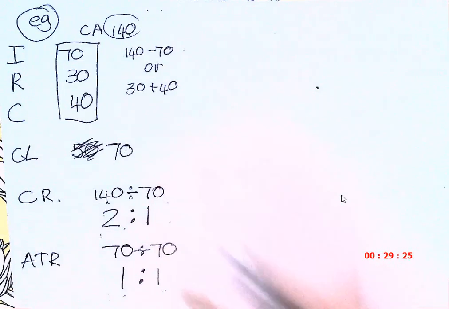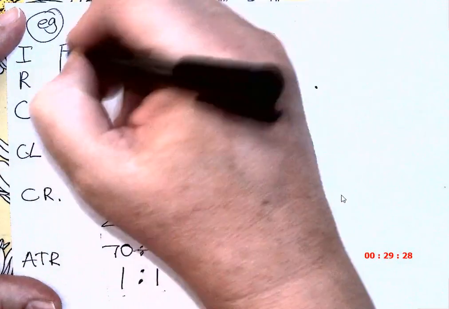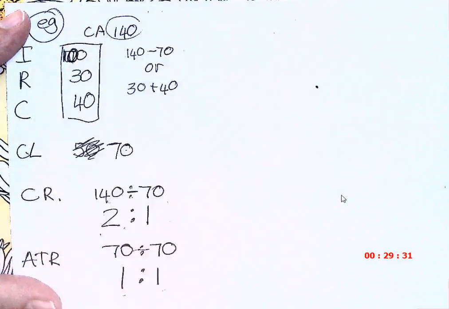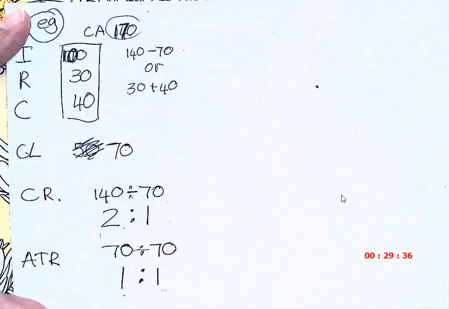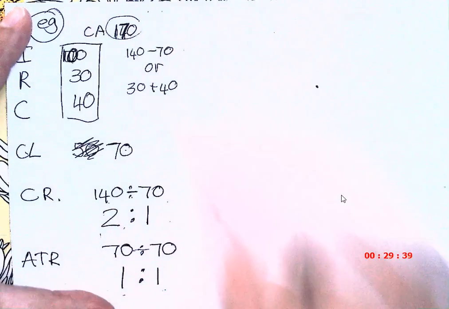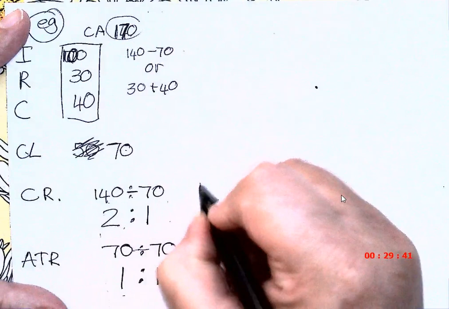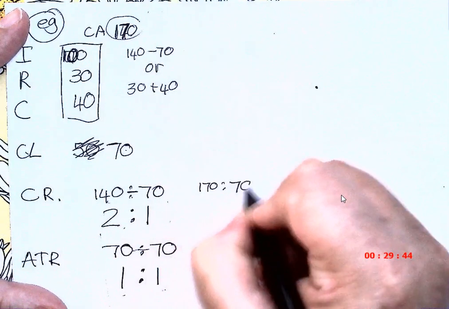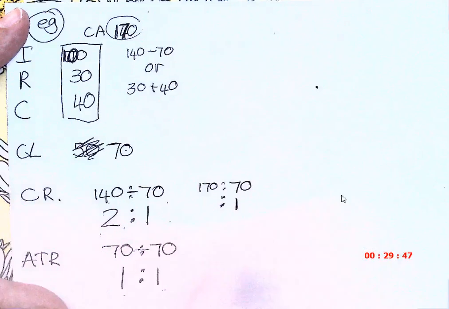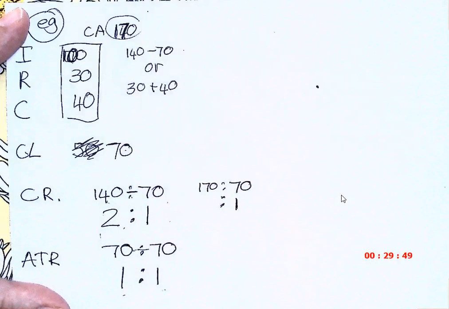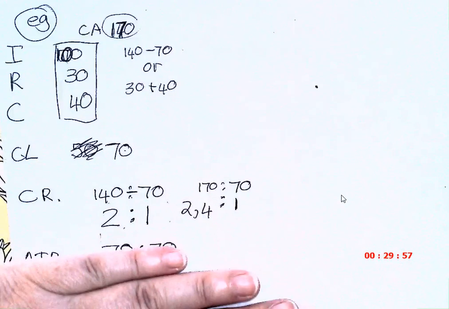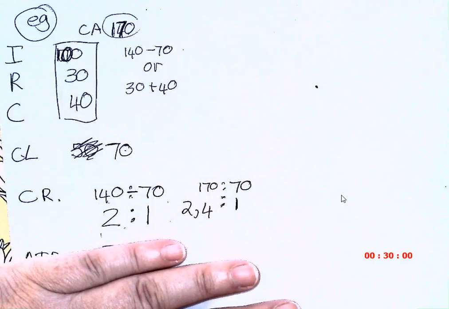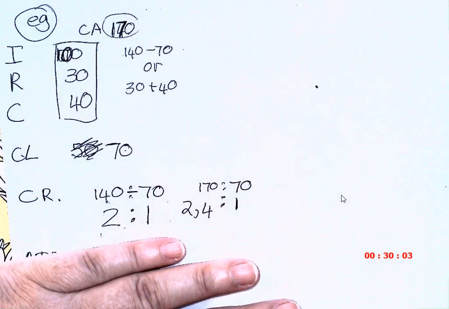Now let me change this inventory to 100. So now it's 170. Okay? So what happens now? My current ratio is going to be 170 to 70. This I want to have 1. 170 divided by 70 gives me 2.4. Is it an improvement? Yes. It increased, so it looks really good.